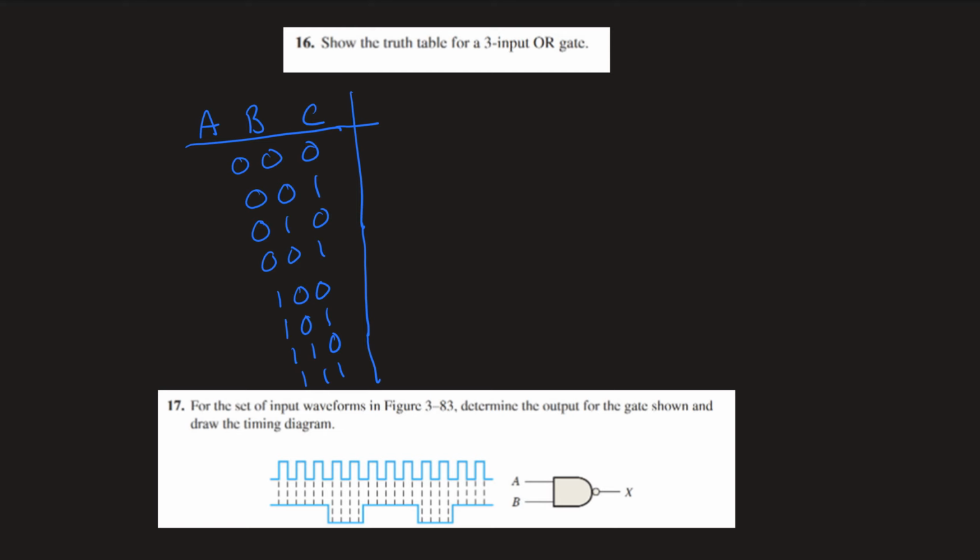Okay, so if this is an OR gate, remember that as long as any one of its inputs is true, the output is going to be true. And so if they're all zeros, this is going to be a 0. But as long as any one of the other inputs is a 1, the output's going to be a 1. So that's how we can fill it out by counting.